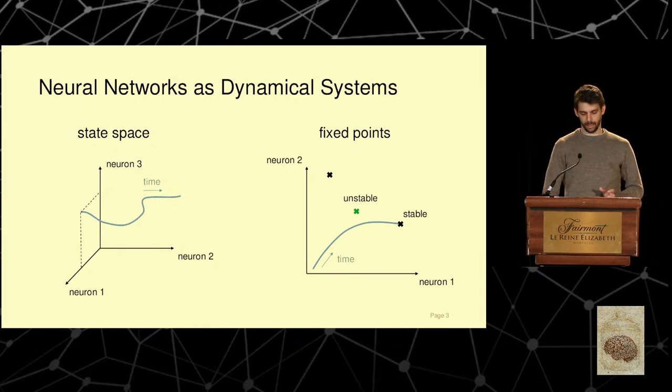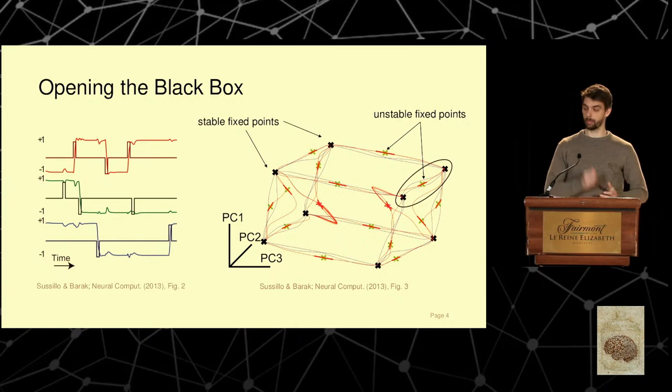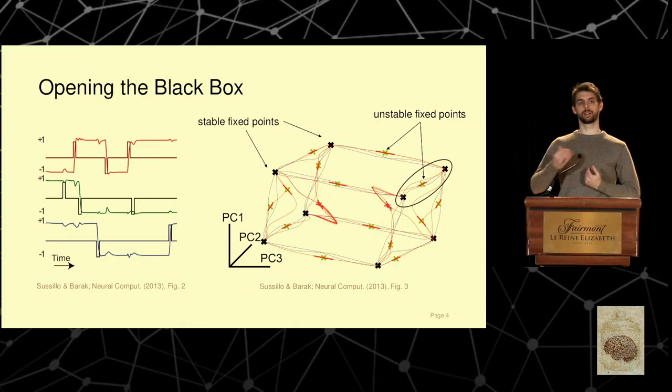And to drive this point home, I'd like to resort back to a beautiful example from the "Opening the Black Box" paper by David Sussillo and Omri Barak, where they trained a recurrent network on a 3-bit flip-flop task that you see on the left. And here the catch is really that the network needs to remember them without interference between these inputs. And on the right, you see a low-dimensional projection of the state space.